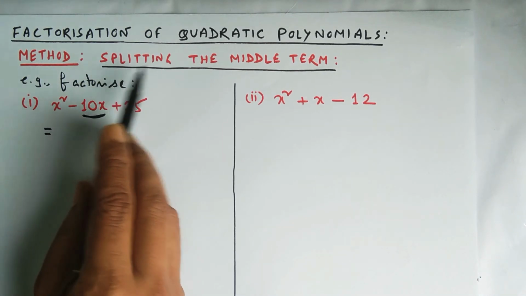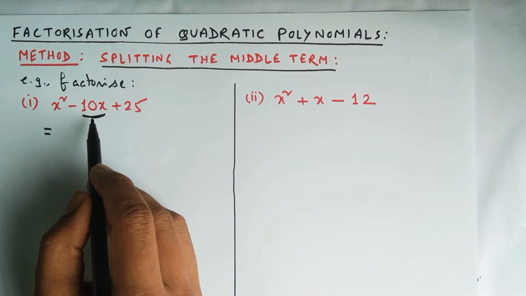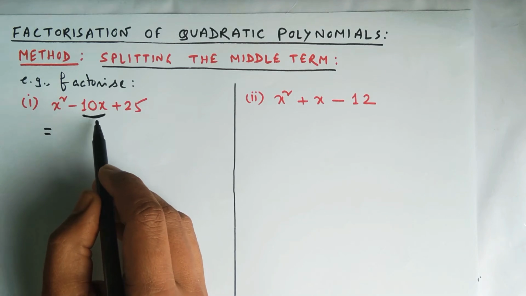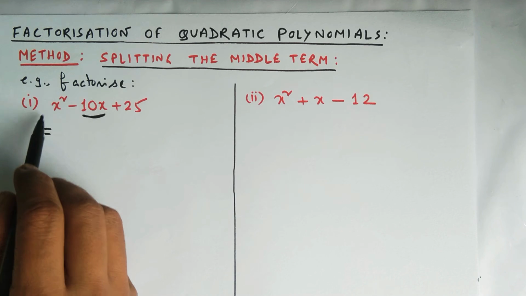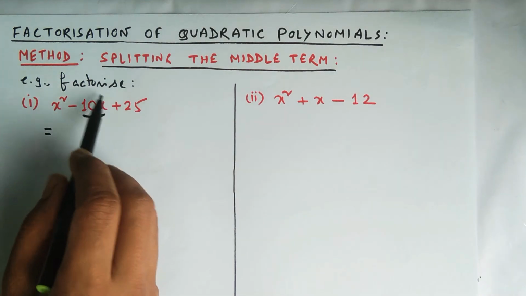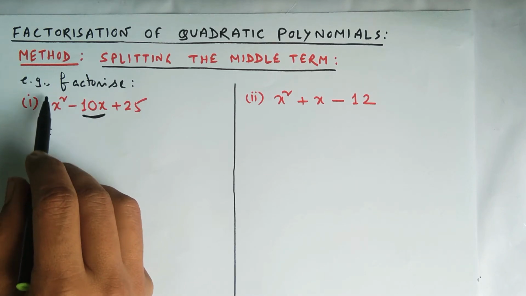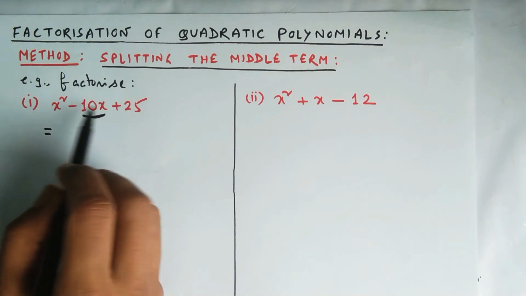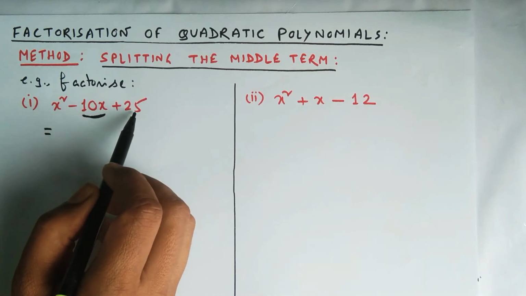That is what splitting the middle term means. This middle term is minus 10x. We'll write this 10x as the sum or difference of two terms. See how. First, we find the numbers other than the middle term. I'm talking about the coefficient of the first term, which is 1, not the variable part, and the last number, which is 25.